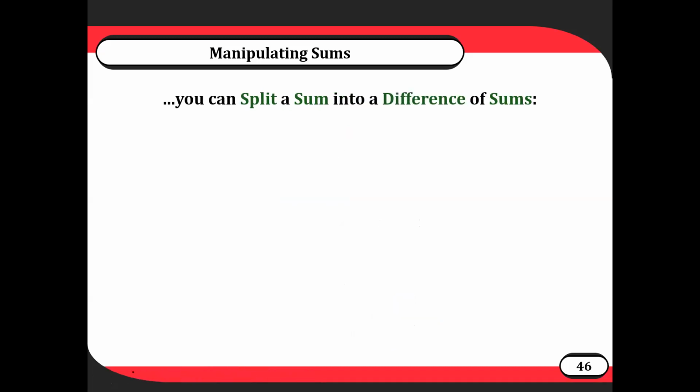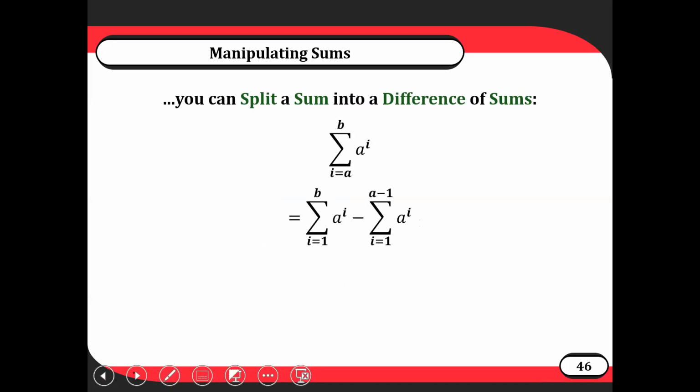We could also split a sum into a difference of sums. If we have a lower limit of a and an upper limit of b, we can say the lower limit is now 1, our upper limit is b, and we subtract all the ones that we weren't supposed to count, so from 1 to a minus 1. For instance, the sum of i from 5 to 10 is the same as taking the sum of i from 1 to 10 and subtracting the sum of i from 1 to 4.